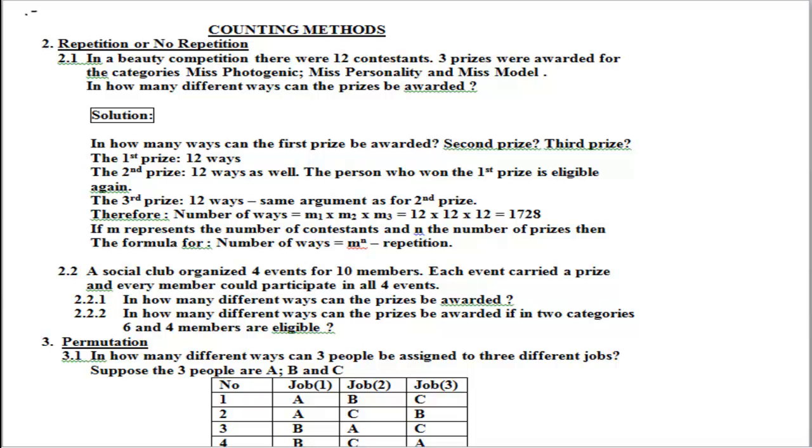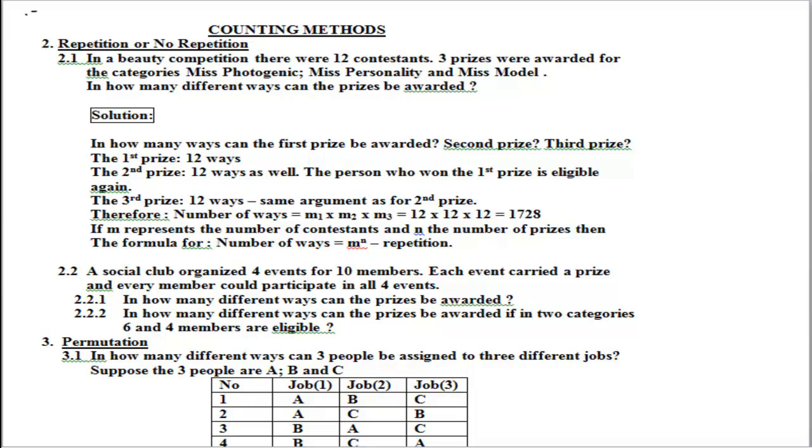The first prize can be awarded in 12 ways. The second prize also in 12 ways, because the first one who won qualifies. And the third prize can also be awarded in 12 ways. So the total number of ways is M1 times M2 times M3, which is 12 times 12 times 12, 1728, and that is repetition for us. So the number of ways is M to the N. Now, this is a fundamental counting principle.